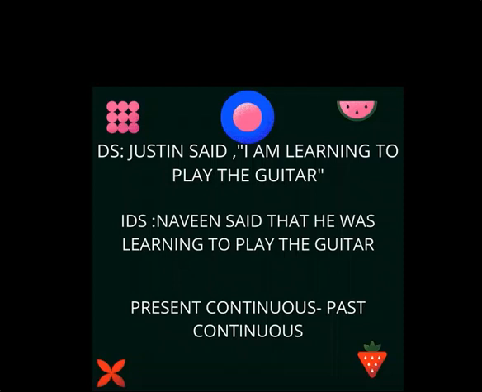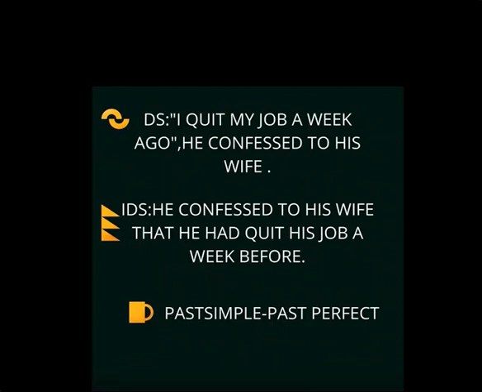Justin said, "I am learning to play the guitar." Justin said that he was learning to play the guitar. I just mixed up the boy's name. It's Justin in the direct speech, it's Naveen in indirect speech. Not a problem. So back shifting of tenses: "I am learning" changes into "he was learning."